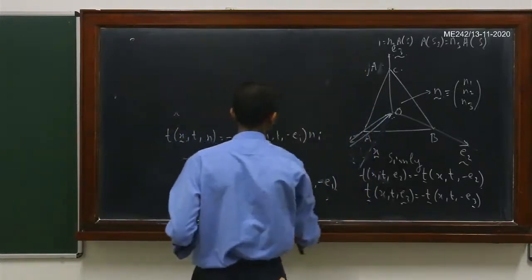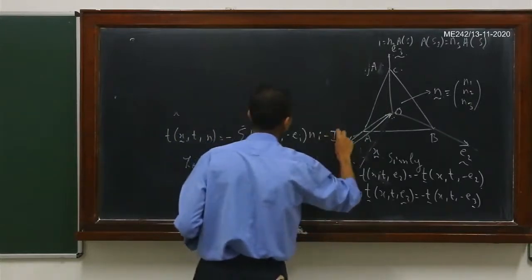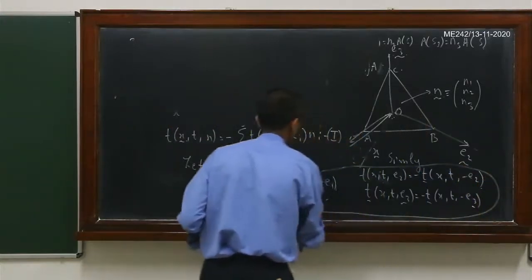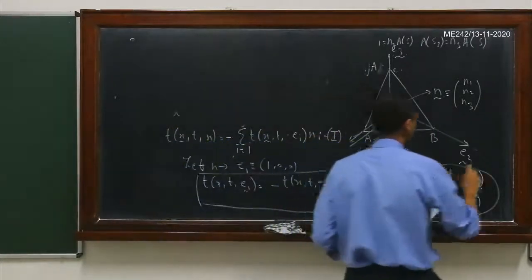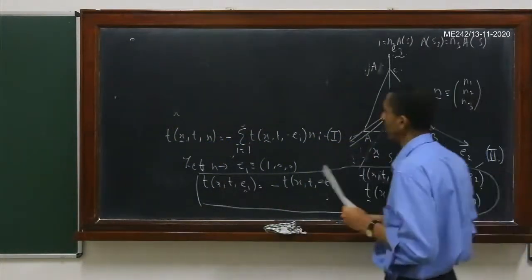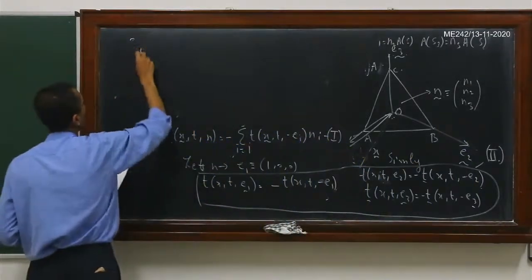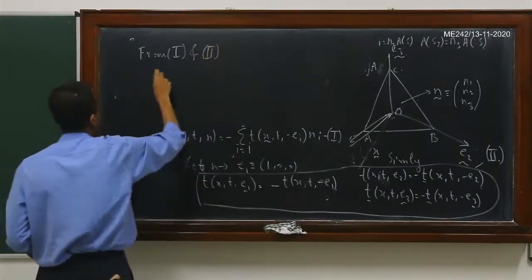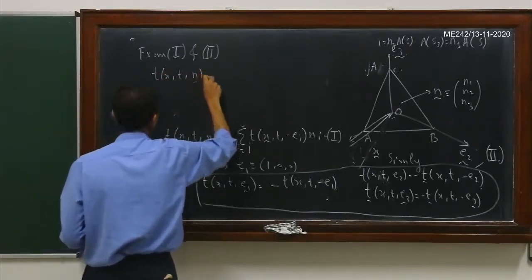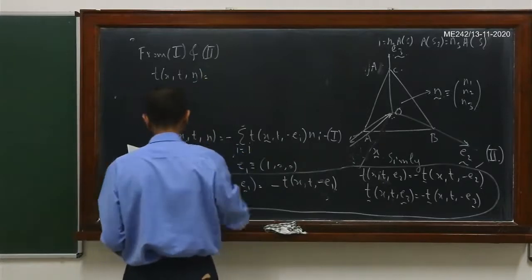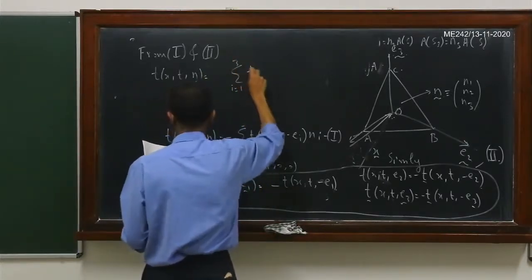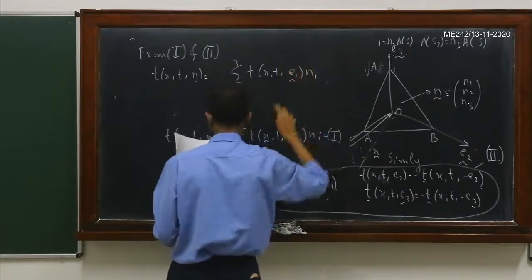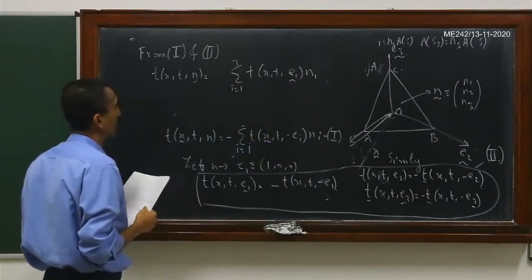Yes, so let me call this 1, and this whole group of equations, let us call this 2. So from 1 and 2, what we get is that t(x, t, n) is equal to the summation over i equal to 1 to 3 of t(x, t, e_i) times n_i. So this is the result that we get.